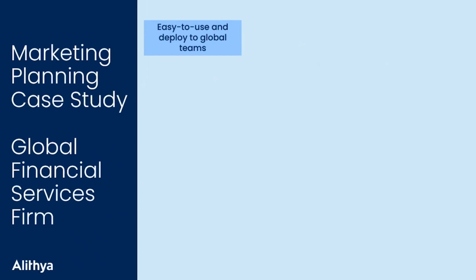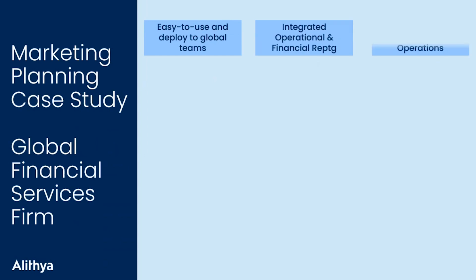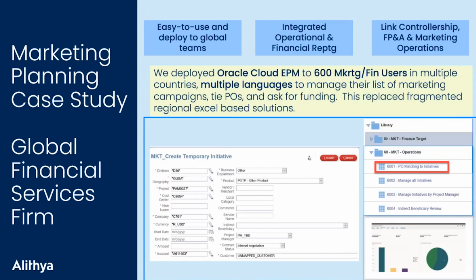So, quick marketing case study. Alithya was proud to partner with a global financial services firm on deploying Oracle Cloud EPM to 600 marketing and finance users in multiple countries and multiple languages that was used to manage their list of marketing campaigns, tie POs, and ask for funding. This replaced fragmented Excel-based solutions. This solution was easy to use and deploy to global teams.